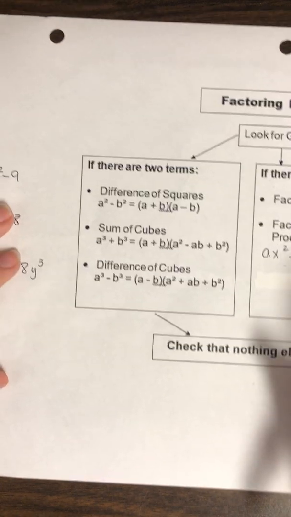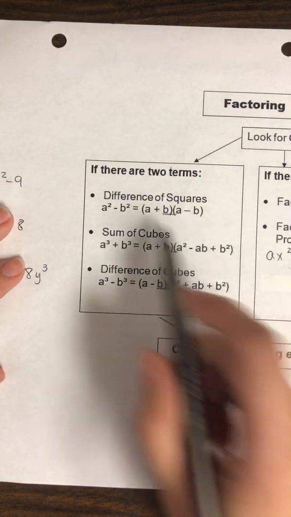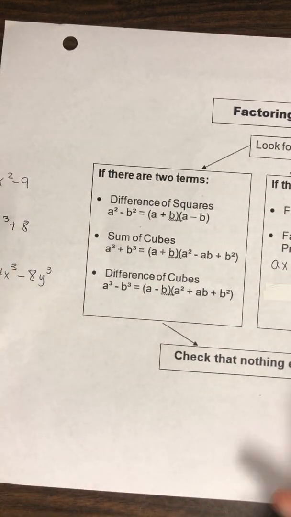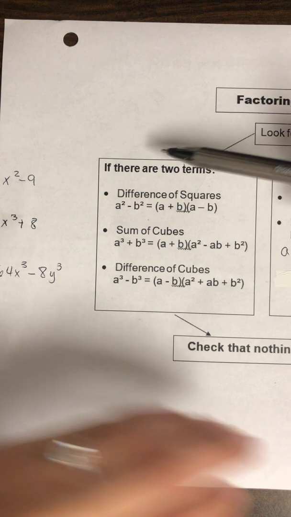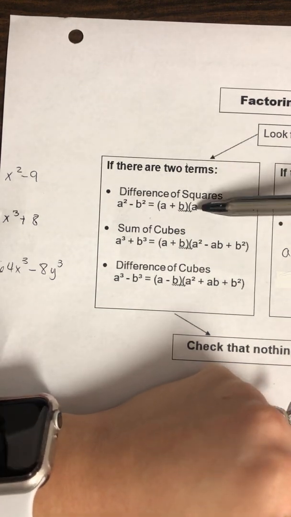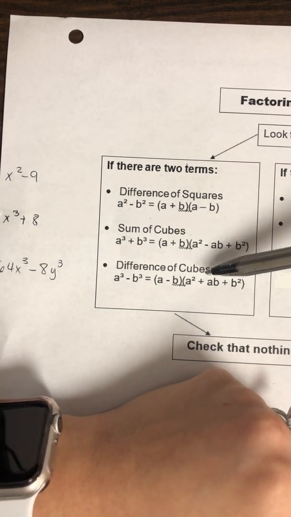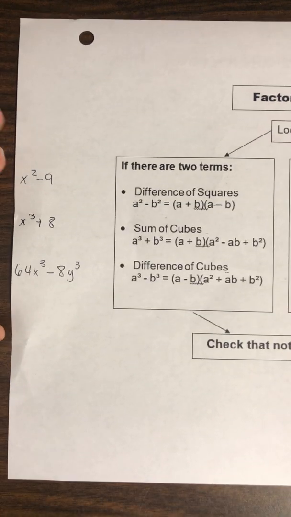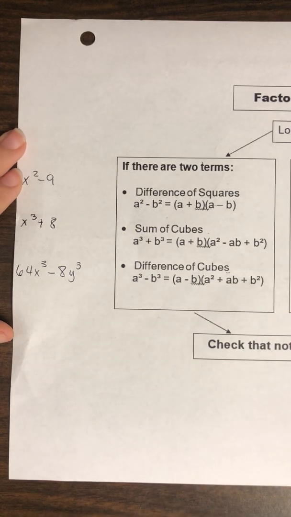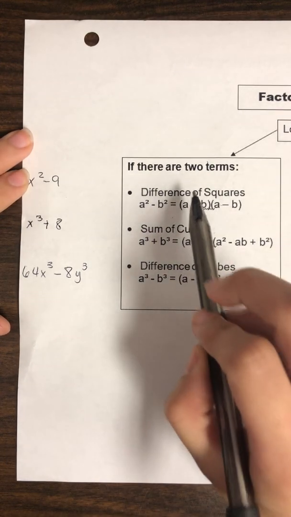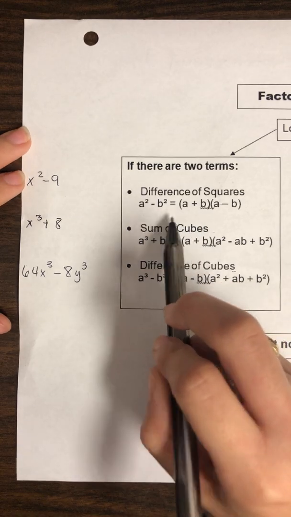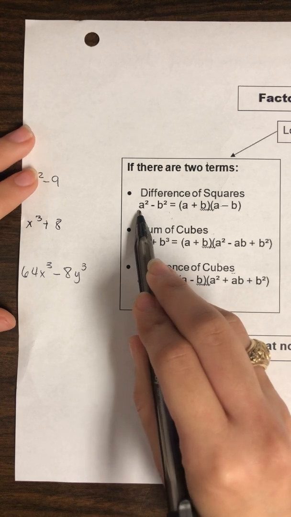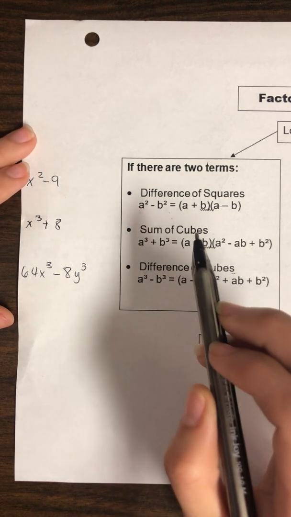So let's start out with what if there are 2 terms? 2 terms mean there's only 2 variables, 2 numbers, 2 things going on. So we have 3 different options we can use: difference of squares, sum of cubes, and difference of cubes. All 3 of them have an equation to go by and a formula that you can really easily just plug and chug. So let's look at the first one, difference of squares. You can use it when both of your values are able to be squared.